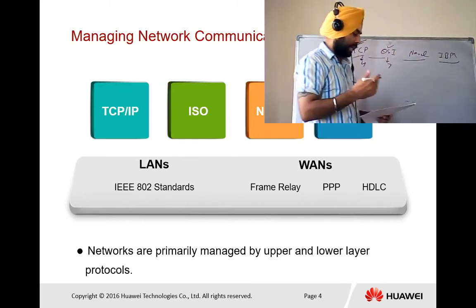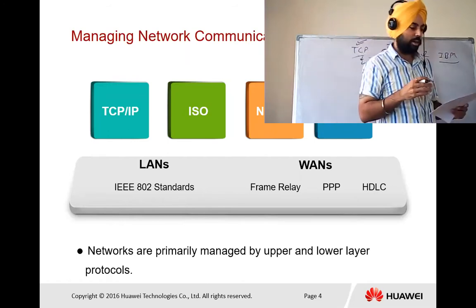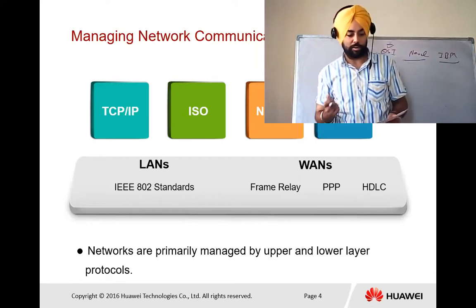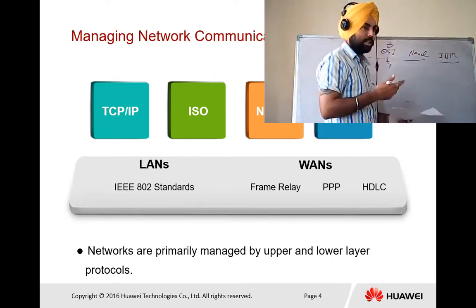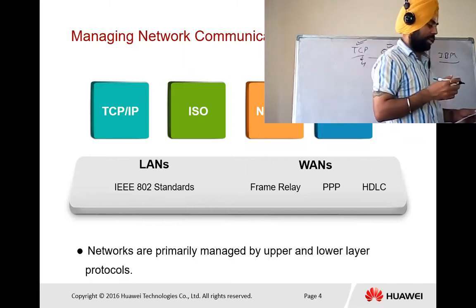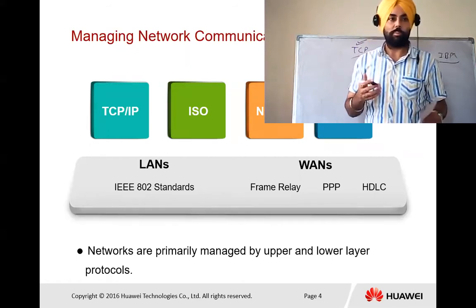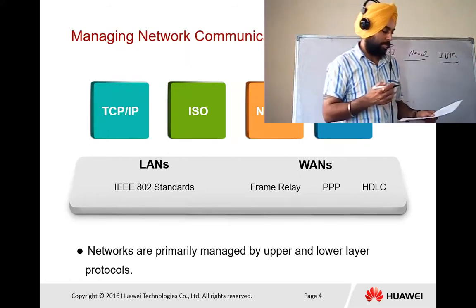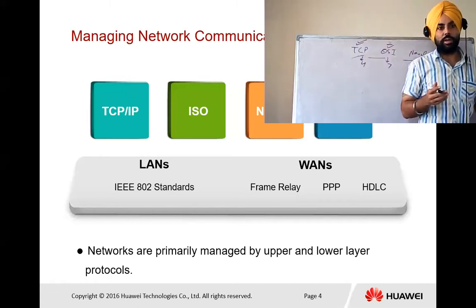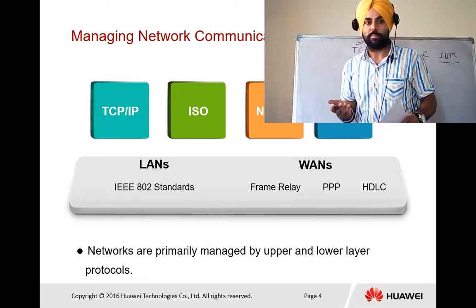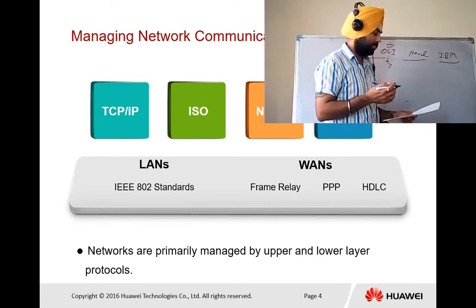Then OSI. OSI is only for reference. It is not implemented, it is just for reference purposes. Third is Novell, which is another protocol that was used in the 1980s but was not very popular. Unlike TCP/IP, Novell is not available free of cost, while TCP/IP is free of cost for everyone.